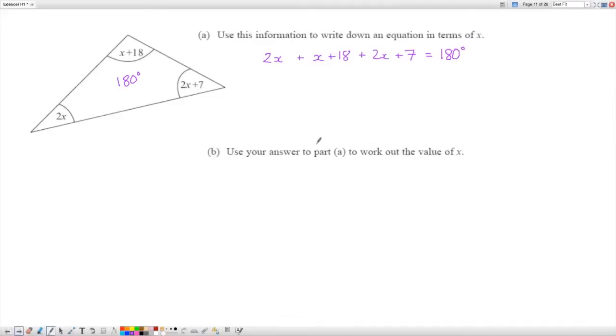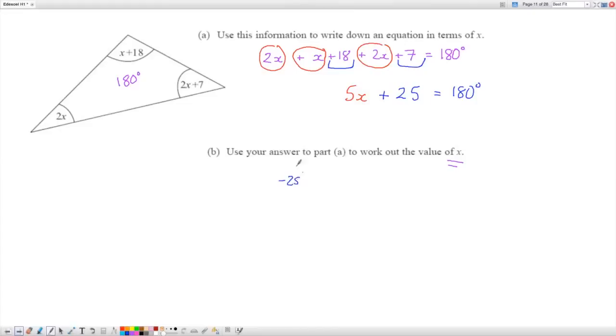Now we're going to need to use this equation to find the value of x, so we might as well simplify now. So first off, collecting all of our x's together, we've got 2x plus 1x plus 2x, which gives us 5x. Then looking at our numbers, we have positive 18, positive 7, so that gives us 25, equal to 180 degrees. So that's our equation.